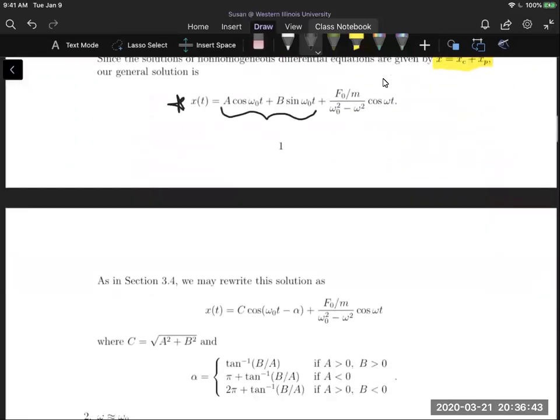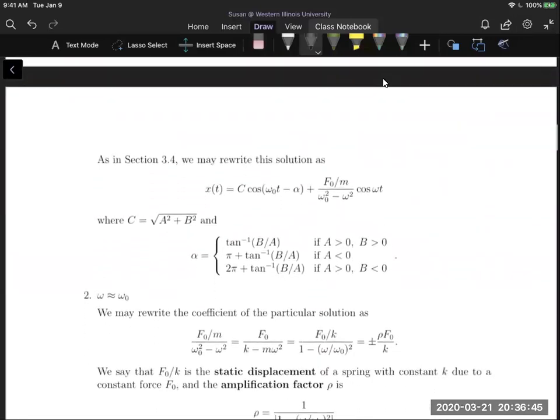And so at the top of the next page here, we see that if we want to combine it to this single term, we need to use that C equation and that same alpha equation. So again, no need to memorize these. I will provide these on exams or quizzes as needed. Just make sure that you are confident in being able to combine those two appropriately.